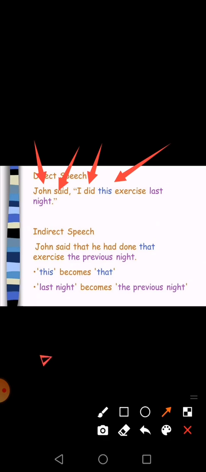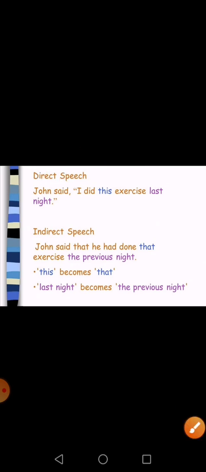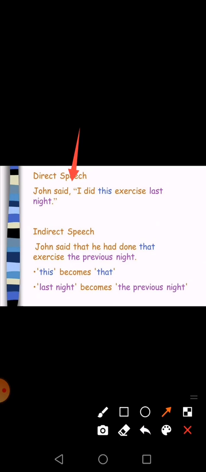Now what changes will occur? John said will remain same. Now we have to replace these inverted commas with that. Now change of pronoun. I would be changed into John. John is a boy. So I would be changed into he. Then did. It is past tense. What we have to do, we have to convert it into past perfect.